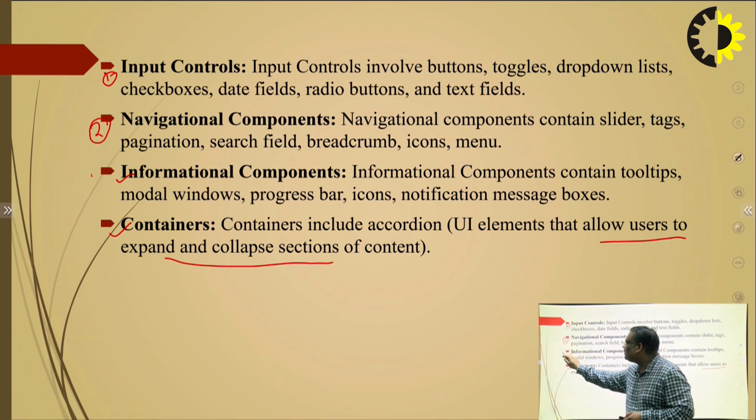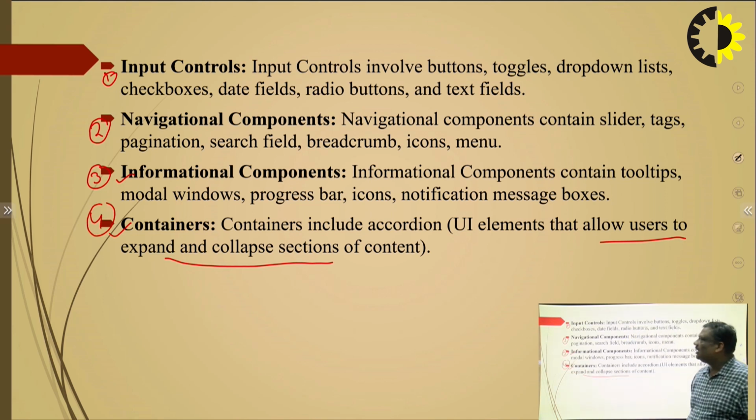So we have these four types of components, and this is known as user interface components. The first one is the input control component, the second one is the navigational component, the third one is the informational component, and the fourth one is containers.